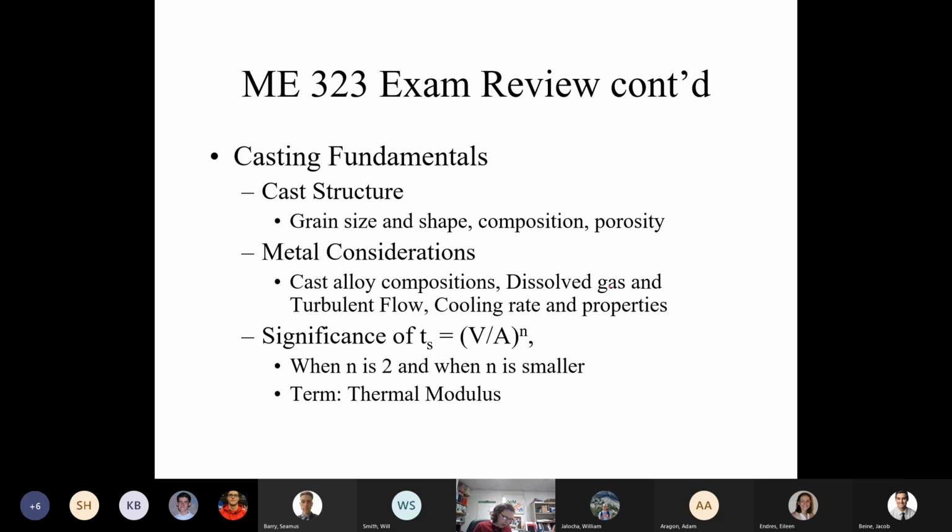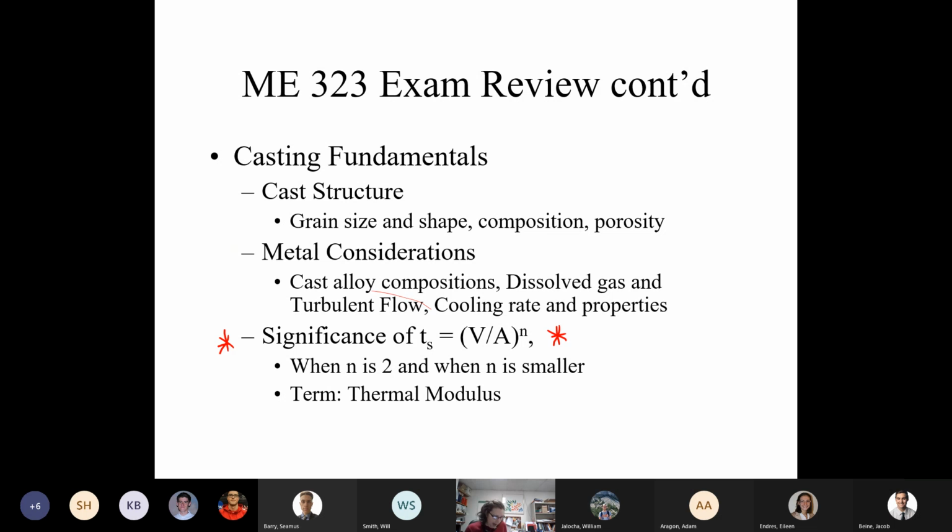We also need to be aware of dissolved gas and the measures that we take to minimize that, like how turbulent flow impacts this, and then cooling rate and properties, that idea that we know what faster cooling does. The significance of Chauvenet's rule, and here we might have some calculations.